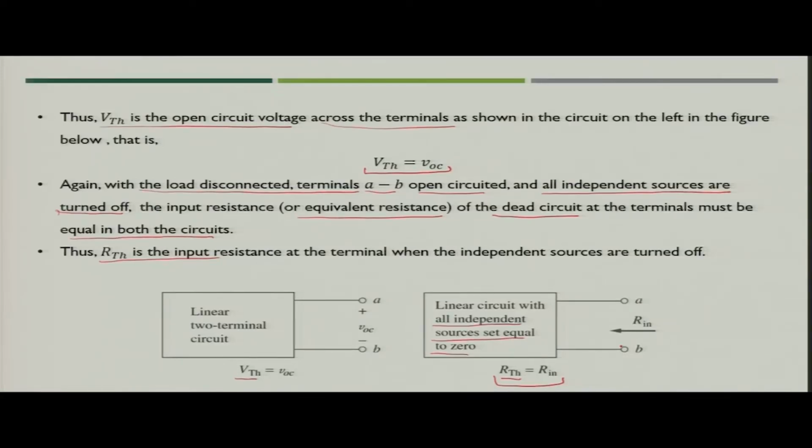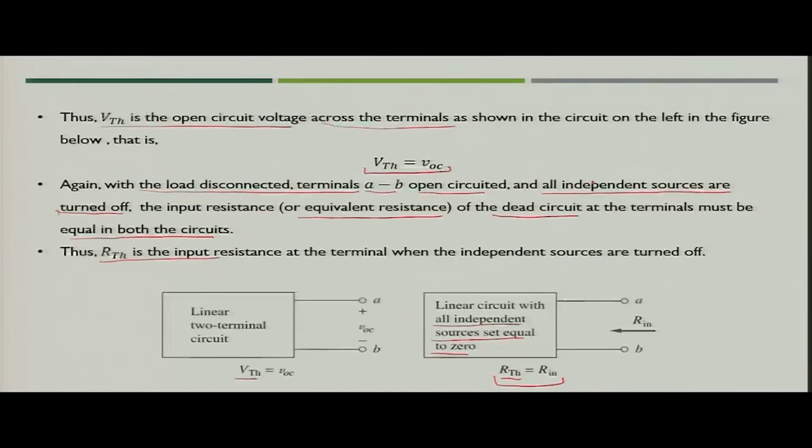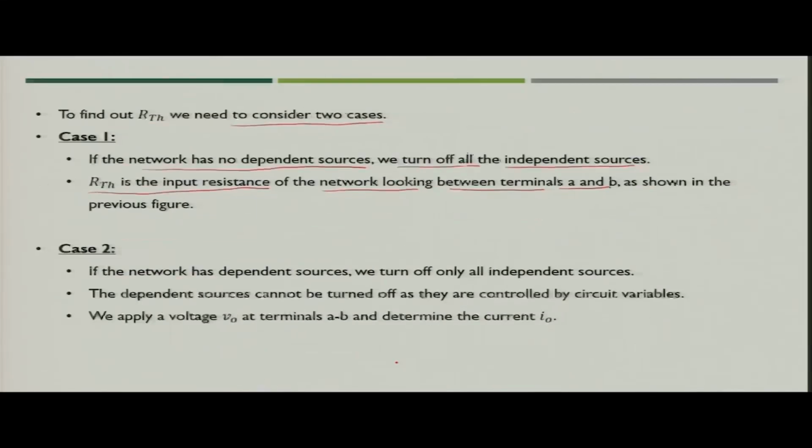Now, to find the value of RTH, there are two different cases. What are the two different cases? The first case is that if the network has no dependent sources, we can simply turn off all the independent sources, like we can make the voltage source a short circuit and the current source an open circuit, and then RTH is the input resistance of the network looking between terminals A and B. That means whatever input resistance you see from terminals A, B, while keeping all independent sources equal to 0, that will simply give you the Thevenin resistance.